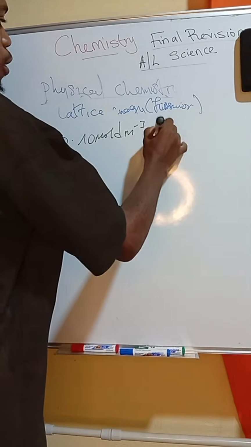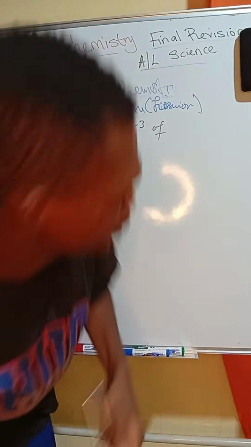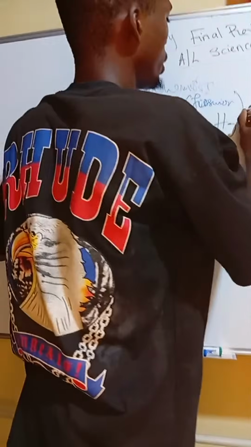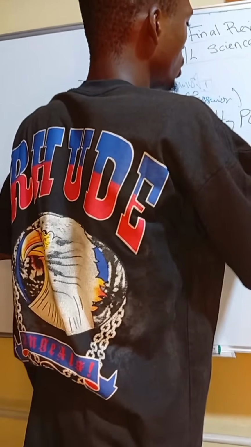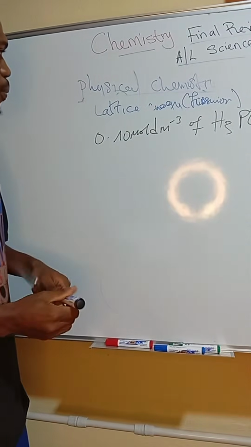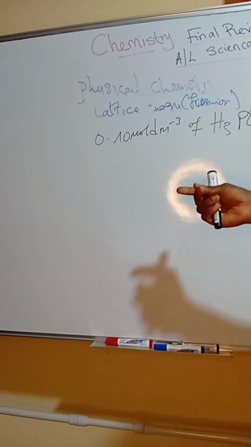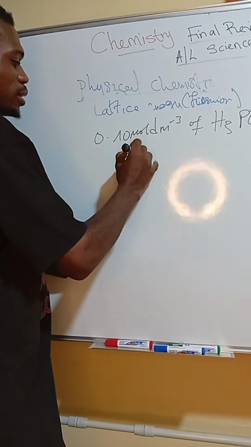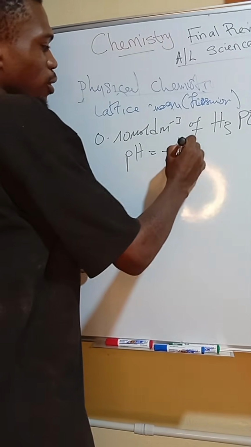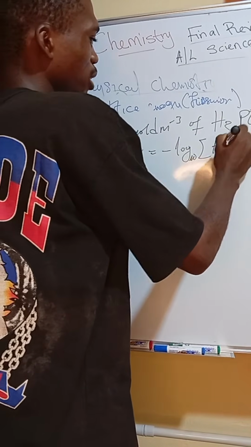Of what? Phosphoric acid, H3PO4. Yes, PO4. So that's it. Calculate. Find the pH. pH is the negative log to the base 10 of the concentration of H plus.